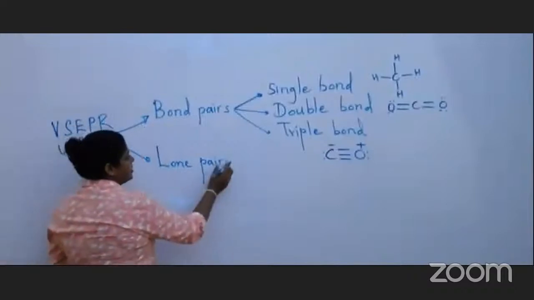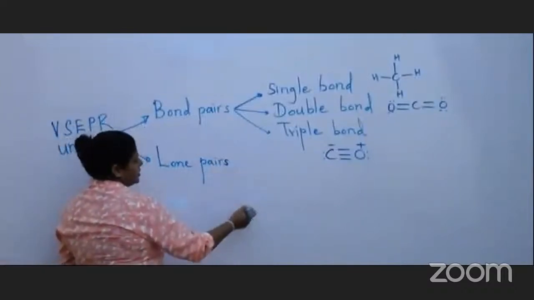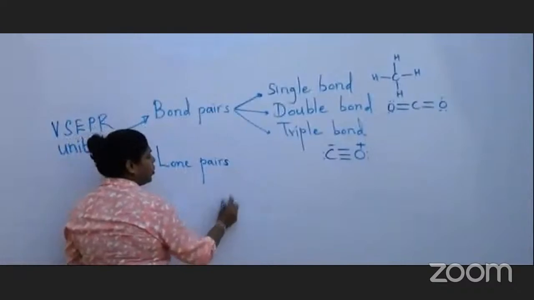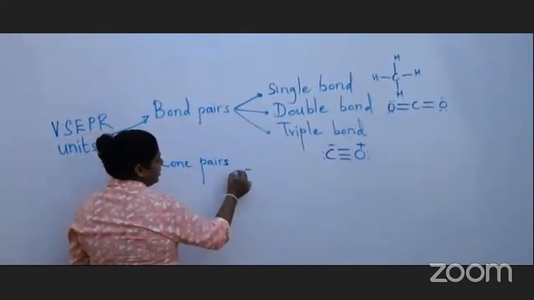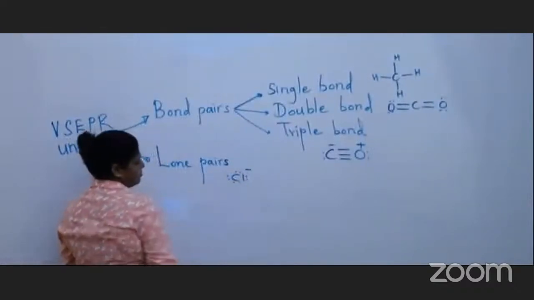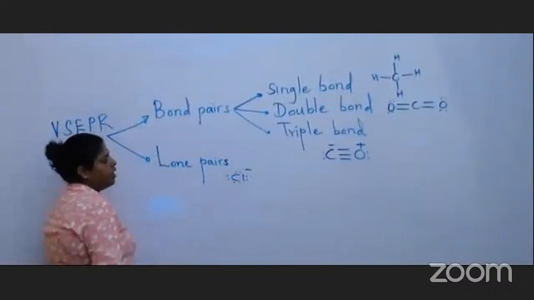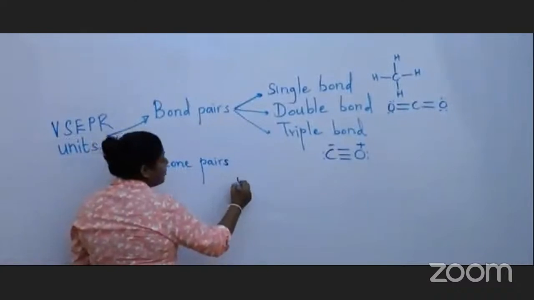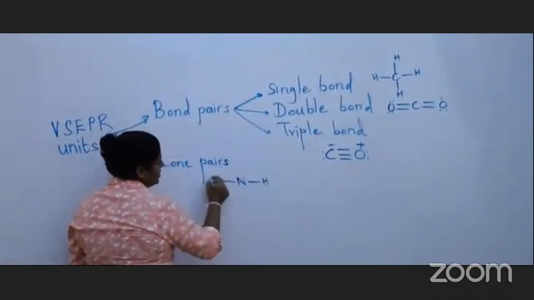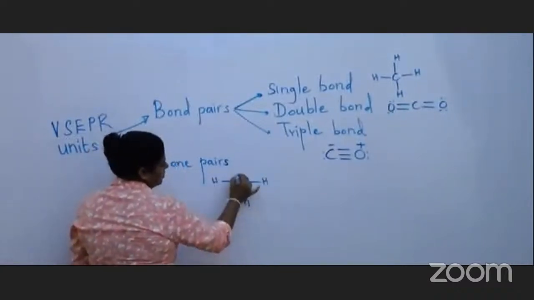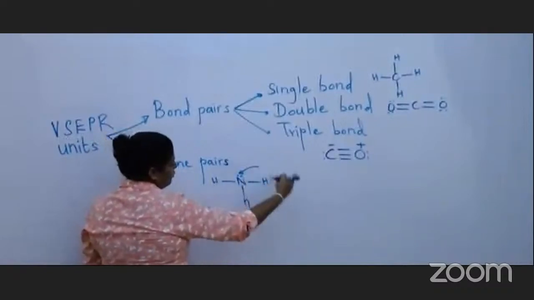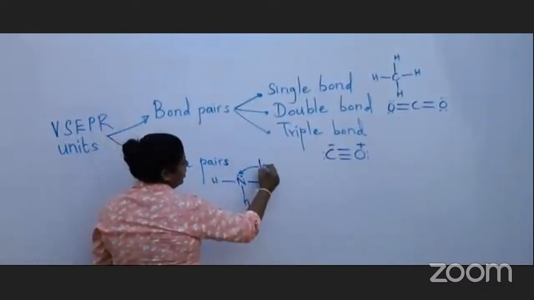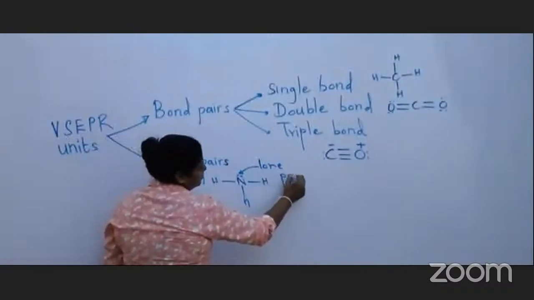And lone pairs, right? For example, when you take the chloride ion, it has four lone pairs. Or instead of that, you can take ammonia. So the nitrogen atom has one lone pair. Here, a pair of freely available electrons we call a lone pair.